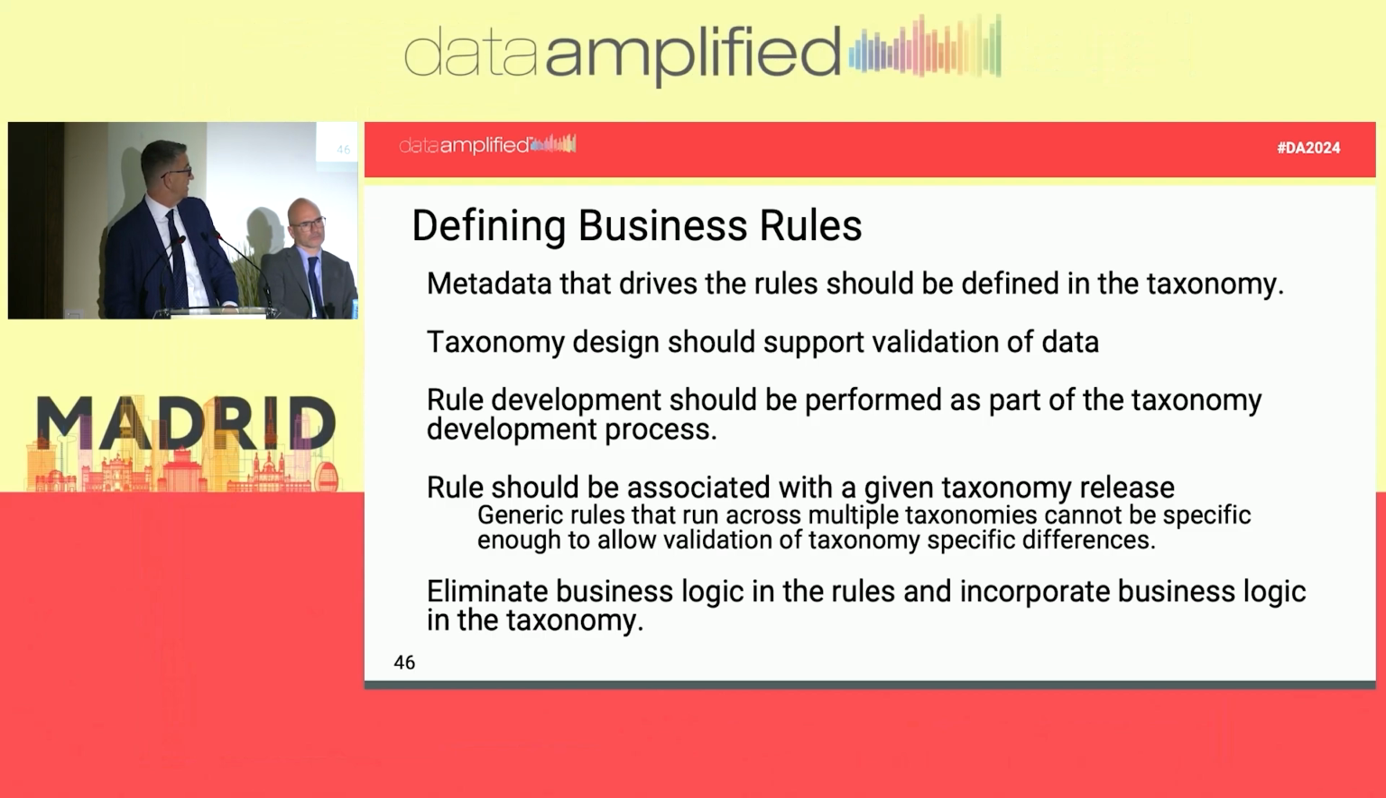And the last thing we have is eliminate the business logic in the rule. You want the rule to be as neutral as possible and have as much business logic as possible in the taxonomy. Then it's a central store of all the information about the domain. Once you start to put business logic into the rules, you've got two places where the business logic is. You want to try and avoid that.